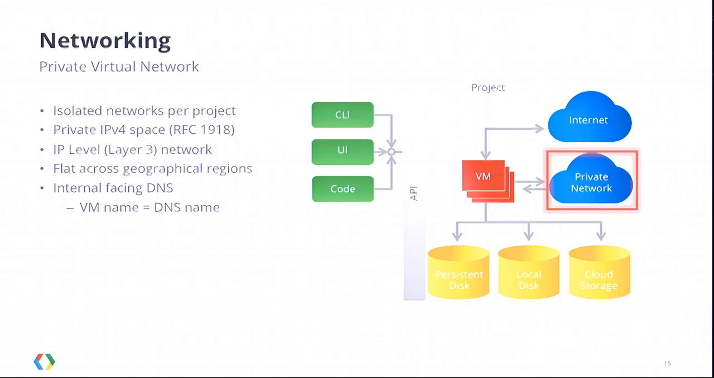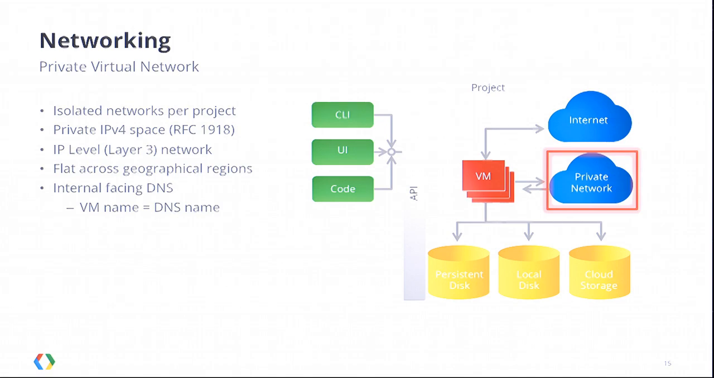That means that if you have a virtual machine running in the East Coast of the United States, and you have another one running in central US, and they can be hundreds or thousands of miles away, they can talk to each other over this secure private virtual network. And all that traffic, instead of going through the Wild West of the internet, actually goes over Google's highly managed secure private network.